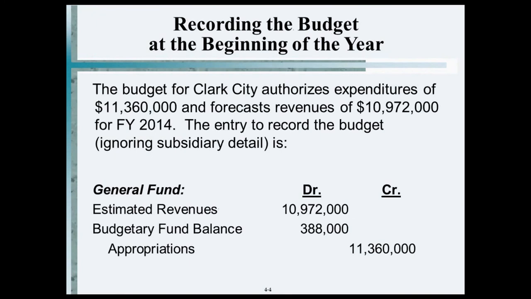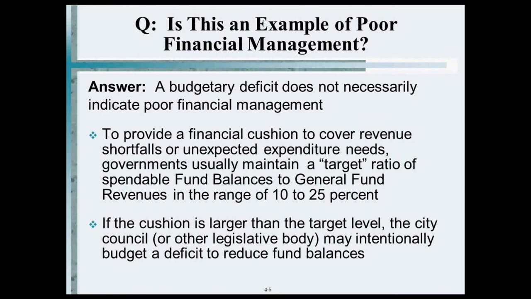Again, the journal entry, in this case, the opposite. Instead of being there, it's up here. That means they're doing what? Using some of the money. What happens at the end of the year to this journal entry? Close. You just reverse it. Right. And that's what I was saying. A budgetary deficit does not necessarily indicate poor financial management.